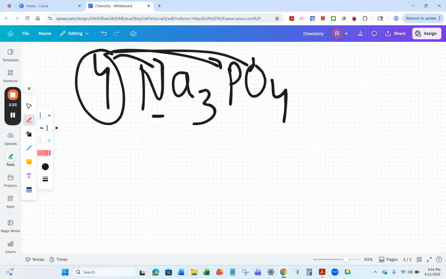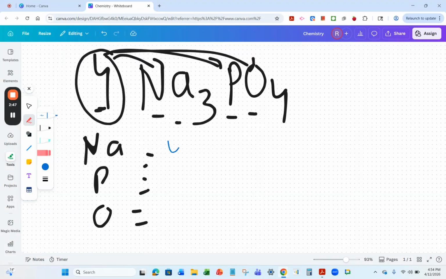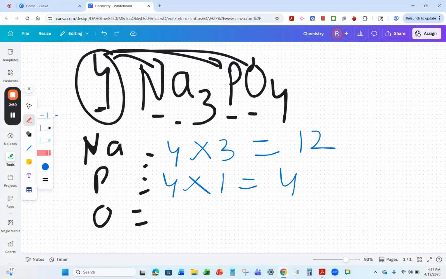So you can see here we have a total of 3 different atoms: sodium, phosphorus, oxygen. Same formula, coefficient multiply with the subscript. So for sodium, coefficient is 4, subscript is 3, so total is 12. Phosphorus, coefficient 4, subscript 1, total atoms 4. Oxygen, coefficient 4, subscript 4, so total oxygen atoms are 16.